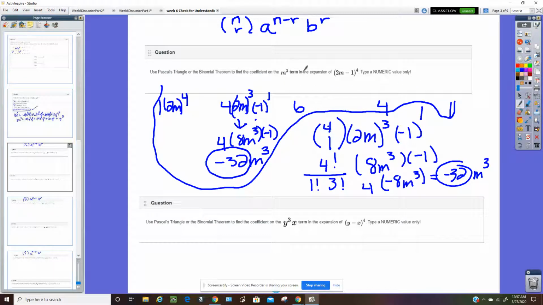Okay, let's do one of these on each page, because these are going to come up randomly when you do the check for understanding.